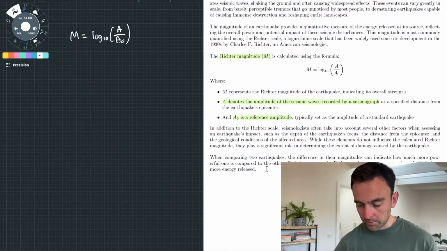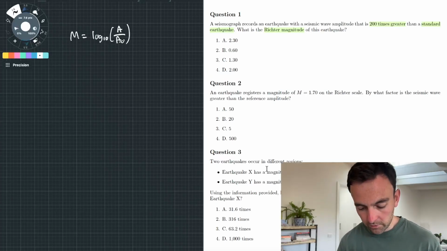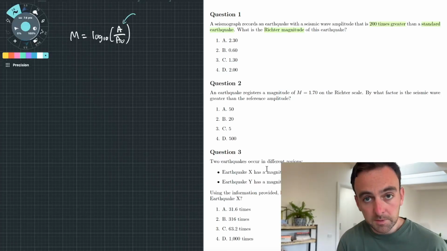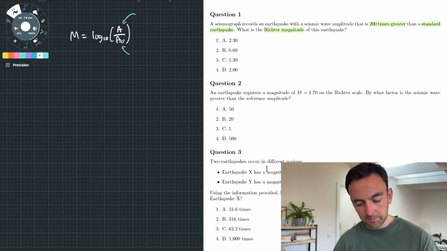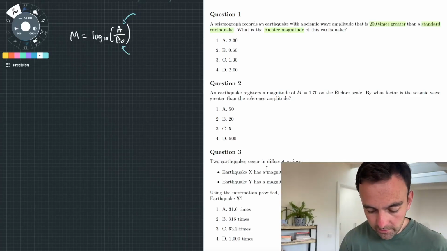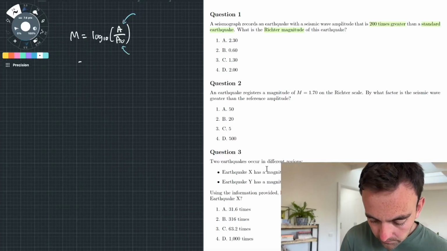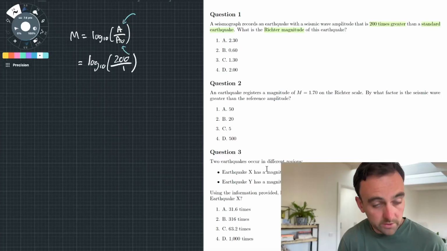So we've got this formula, and then if we go back down to our question, it's saying that the seismograph is 200 times greater than a standard earthquake. So what we could just say is that basically this top number has to be 200 times greater than this bottom number. And whenever I see something like that, I always just think let one of them equal 1 because they're just saying that 1 has to be 200 times greater. It doesn't really matter what the numbers are as long as it's 200 times greater. So we can just say log 10 of 200 over 1, which just equals 200.